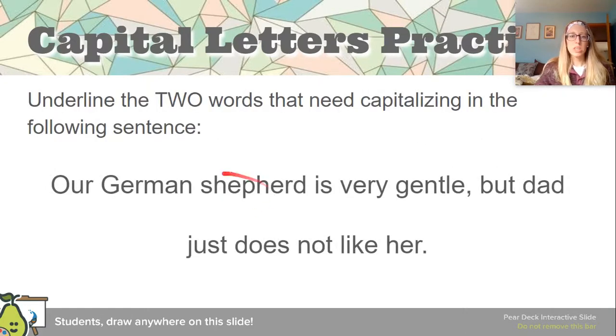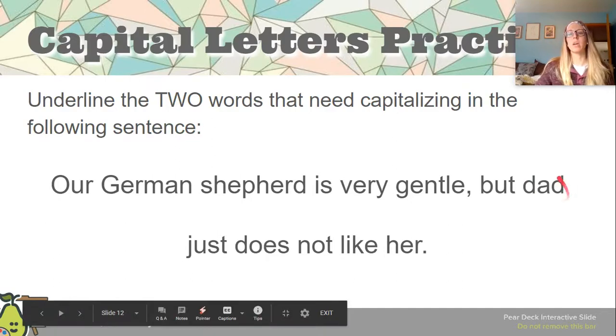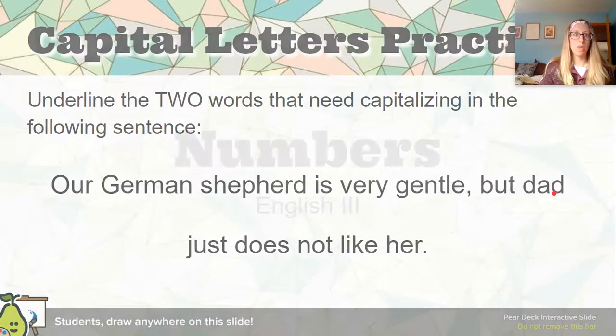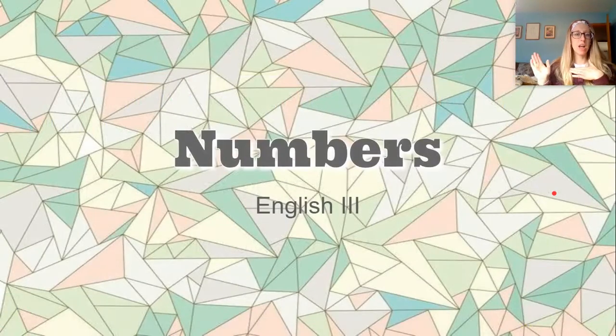This one, we need to capitalize Shepherd because German Shepherd is the proper name of the type of animal we're talking about. And then we also need to capitalize Dad here because Dad is substituting the name of the dad, right? We could replace that with an actual name, like Ivan. That's the name of my dad. Okay, so that one needs to be capitalized as well for that reason. And that's the end of capitalizations.